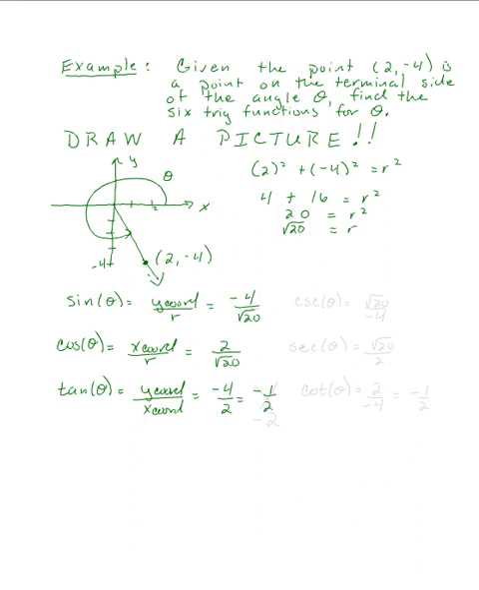And then we have the 3 reciprocal functions. This would be the cosecant of theta equals square root of 20 over -4, and secant of theta would be square root of 20 over 2. Cotangent of theta, reciprocal, would be 2 over -4, or -1/2. And I see I made an error. -4 over +2 should be -2.